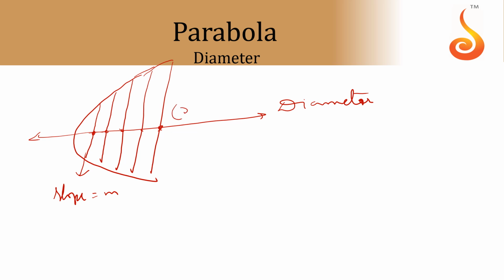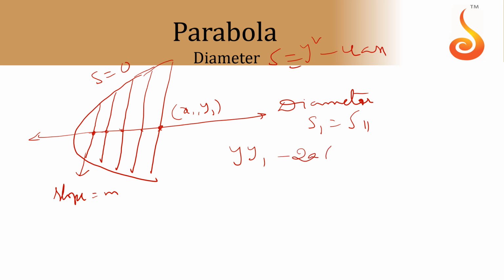If you want to get the equation of a diameter, let (x1, y1) be the midpoint of one chord. Then the equation will be S1 equal to S11. Because S is y square minus 4ax, S1 is y y1 minus 2a into (x plus x1). S11 will be y1 square minus 4a x1.